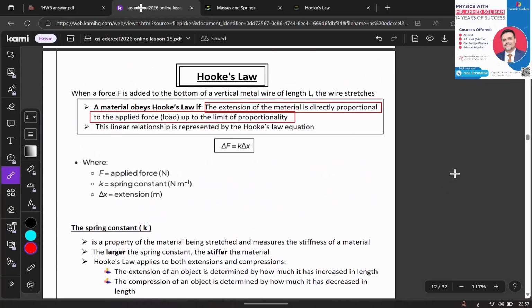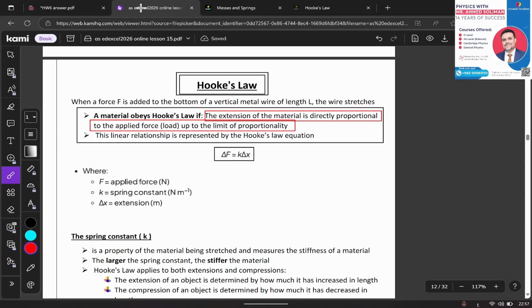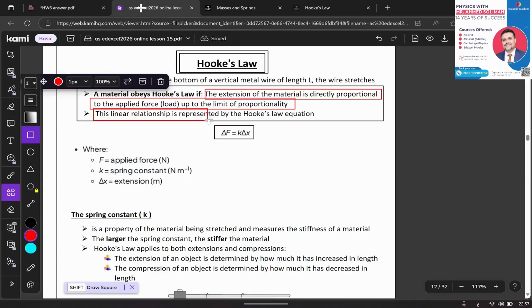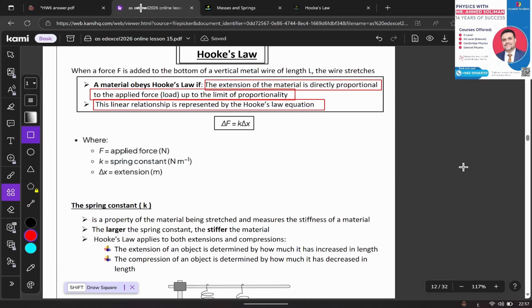So while explaining Hooke's law, you need to know the relationship between force and extension is proportional until limit of proportionality. After limit of proportionality, what happened? There is no direct relationship, but the spring will return to its original shape after releasing the force. Okay? So for any spring, any rubber band, any object, any wire that obeys Hooke's law, there is a linear relationship between force and extension.